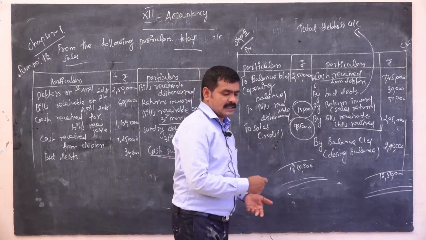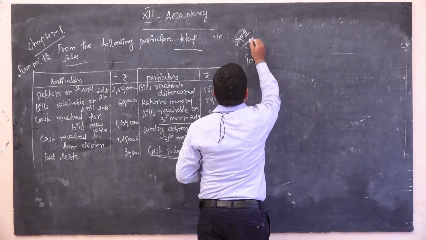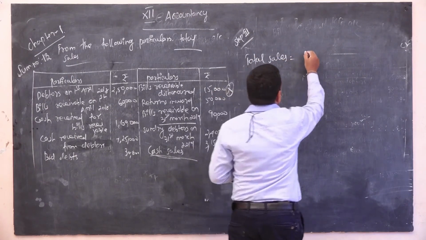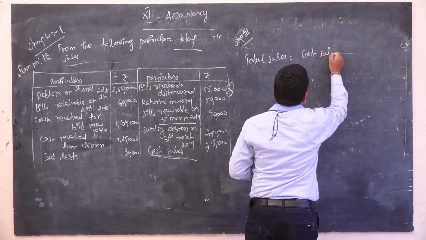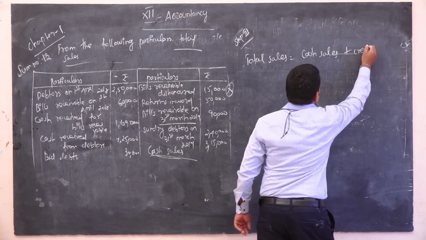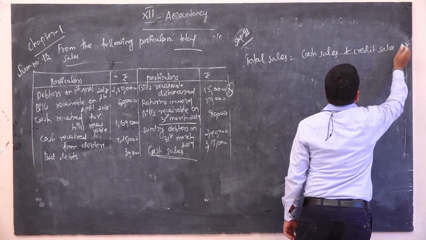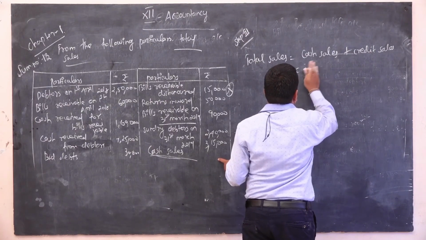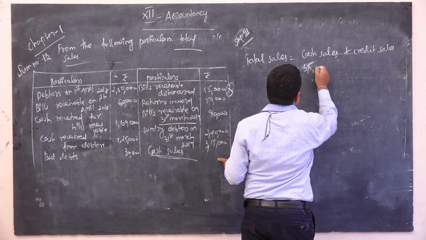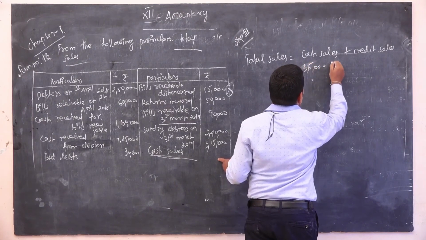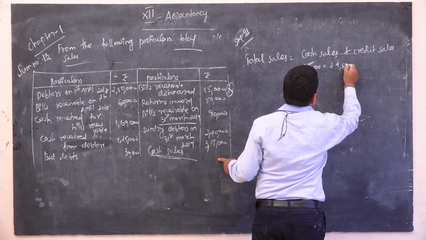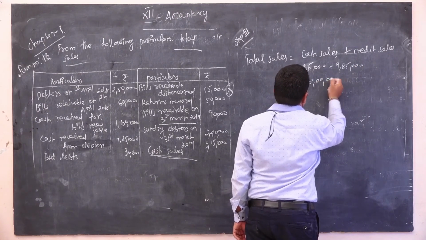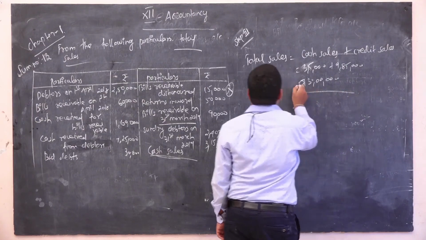Now going to calculate step 3, total sales. Total sales equals cash sales plus credit sales. Cash sales, what is the amount? 3,15,000. Credit sales, what is the amount? 9,85,000. Totally 13 lakh. You got 13 lakh, that is total sales.